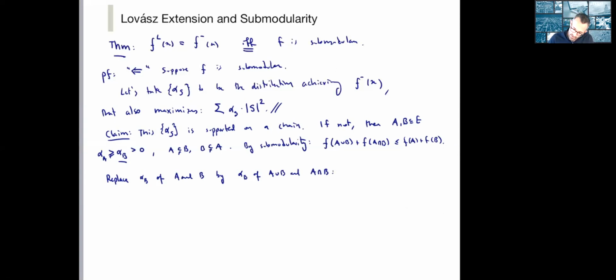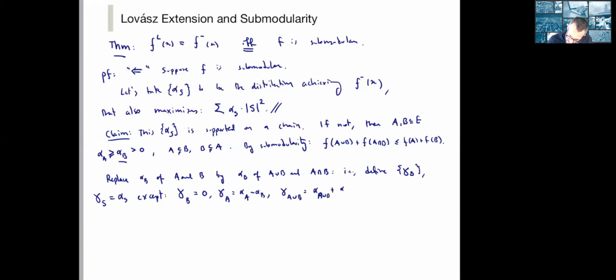So in other words, what I'm doing is defining a new distribution, gamma s, where gamma s is equal to alpha s, except that gamma B is equal to 0, gamma A is equal to alpha A minus alpha B, and gamma of A union B is equal to alpha of A union B plus alpha B, and gamma of A intersection B is equal to alpha of A intersection B plus alpha B.